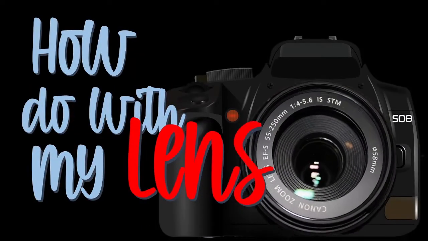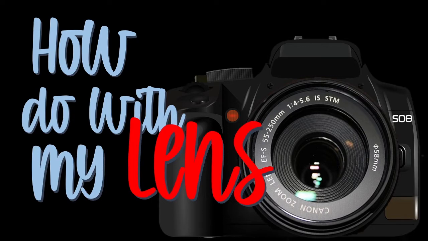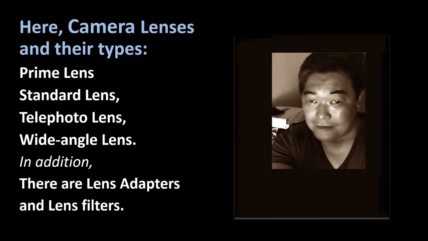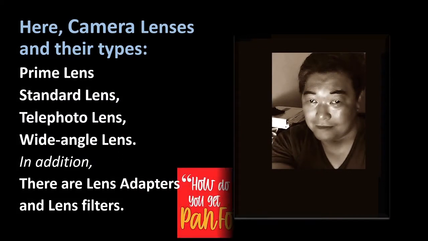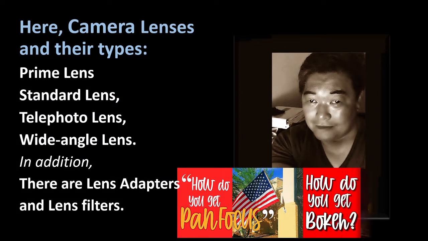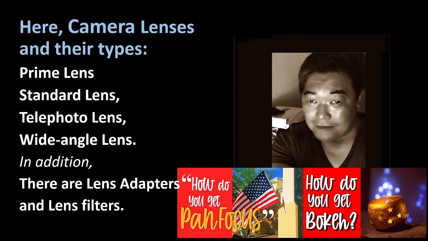There are many lenses around us. We may sometimes think about choosing which lenses to shoot. Today we learn about essential camera lenses and their types: prime lens, standard lens, telephoto lens, wide-angle lens. In addition, there is a lens adapter and lens filters.